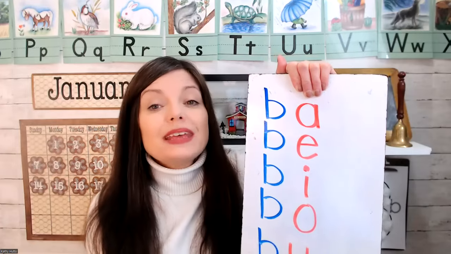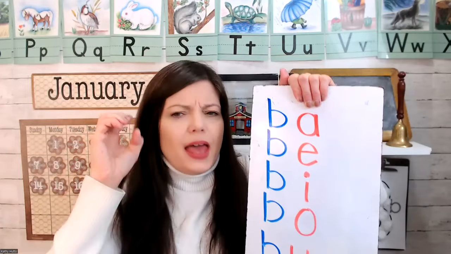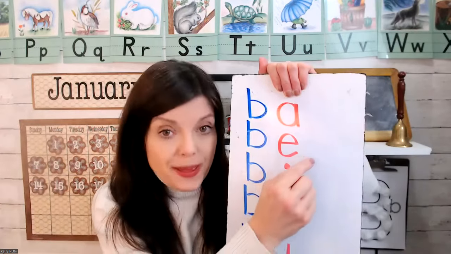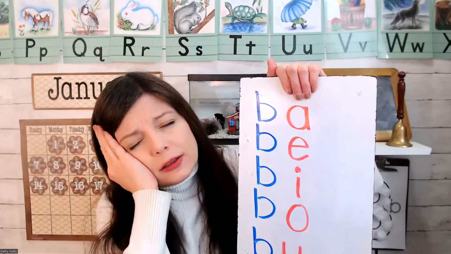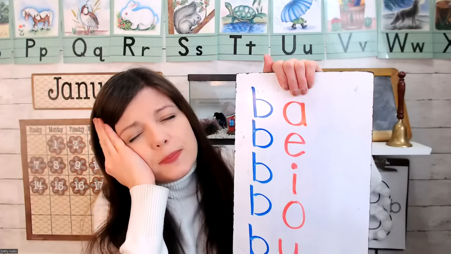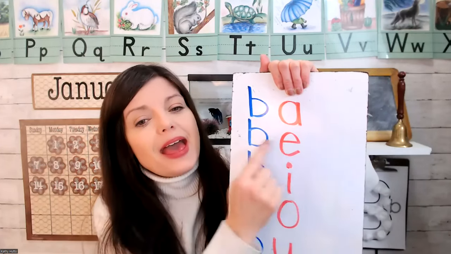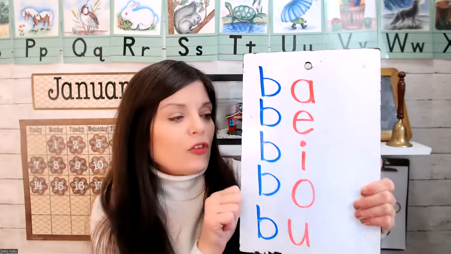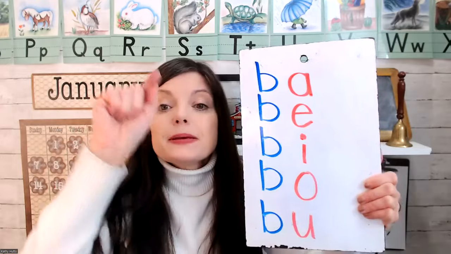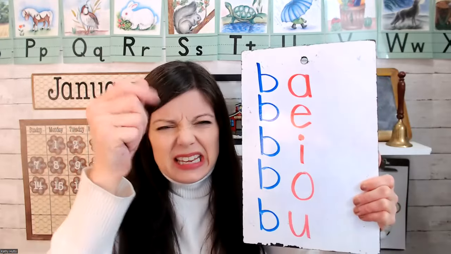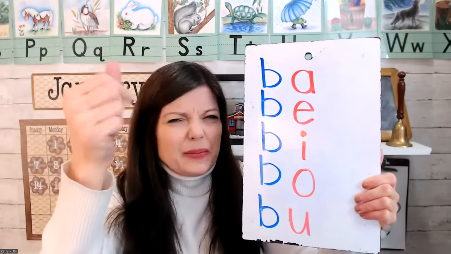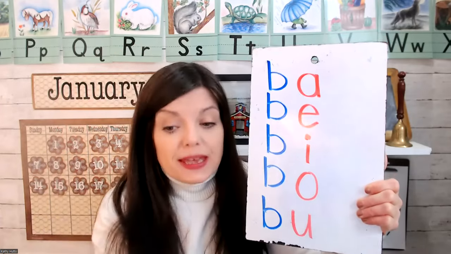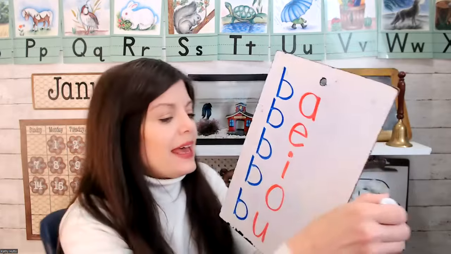Let's try B with E. B, b, b. E, be, be. Oh, you go to sleep on your bed. All right, let's try B with I, and we'll read a real word for this one. B says, b, b, b, and I says, i, like an icky, sticky lollipop.